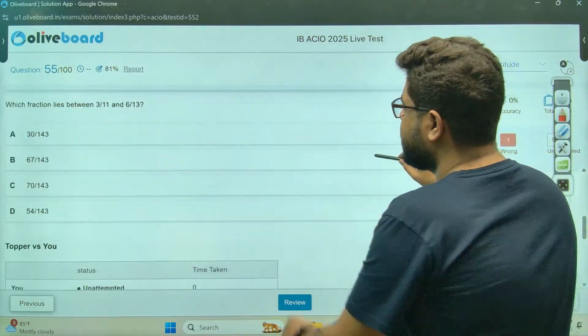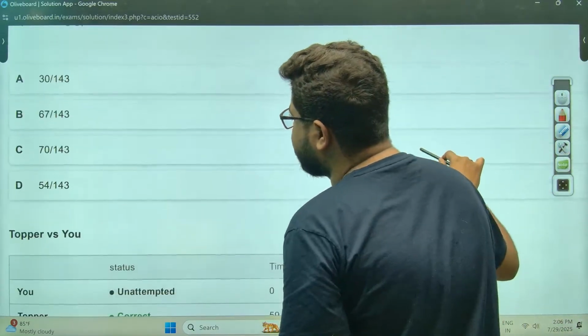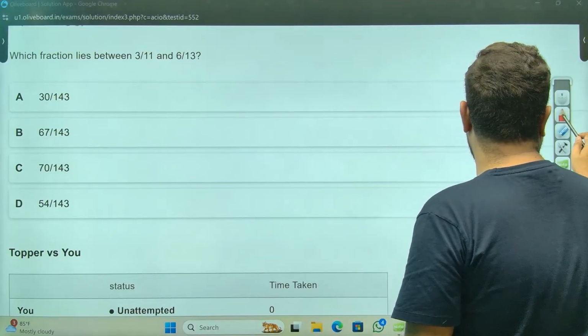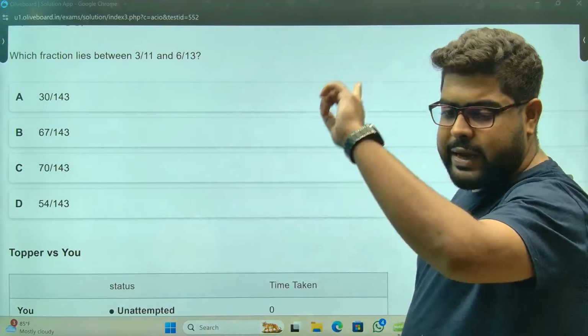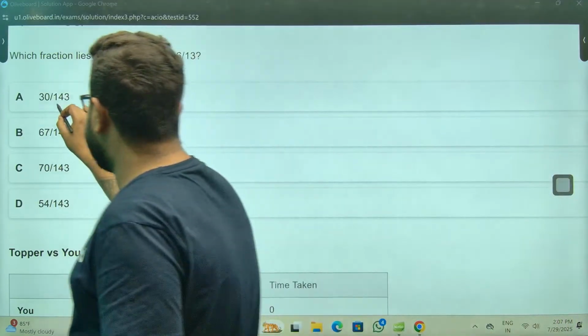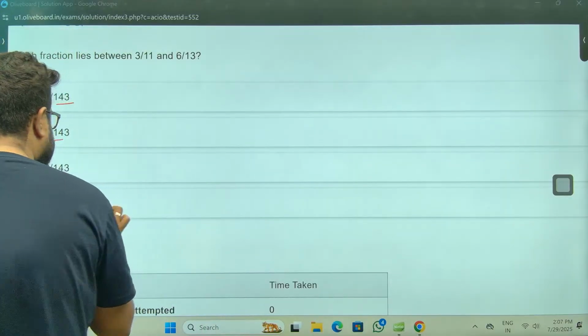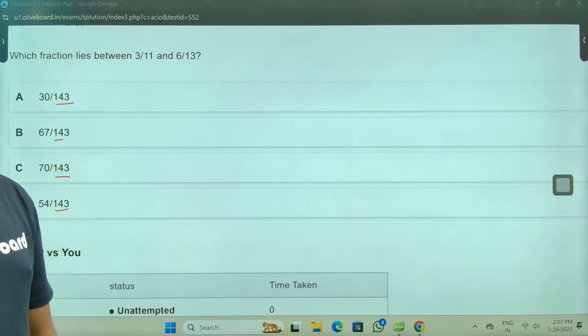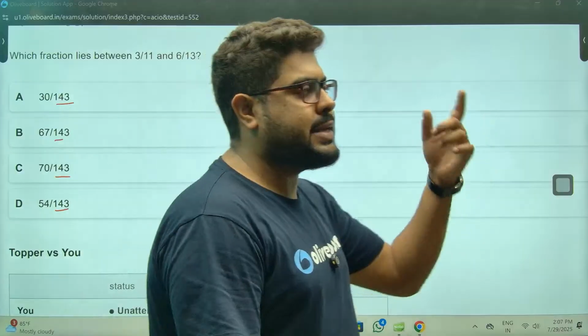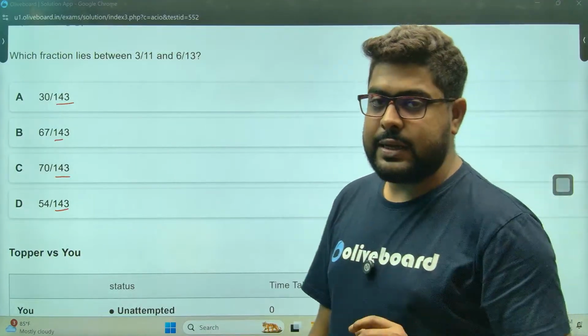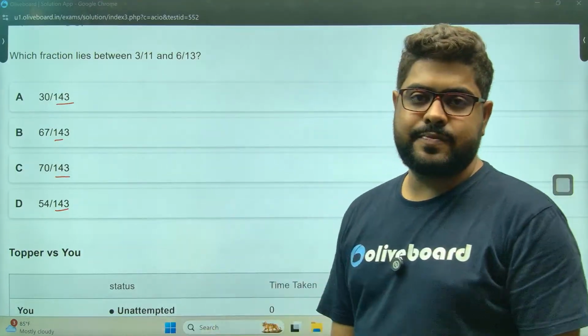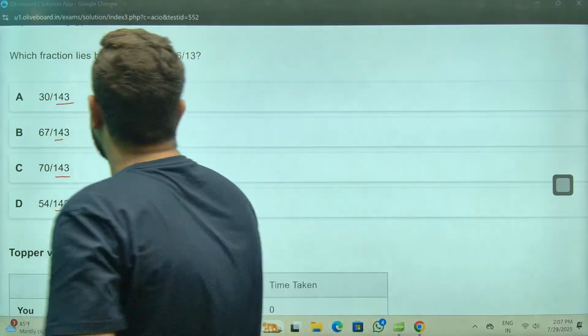Come on, come on. Which fraction lies between 3 by 11 and this? Sir, do one thing whenever you see this. Look in the options: 143 is in the denominator for every question. Every option has a denominator of 143, which is 11 into 13, sir. Right? Sir, break it down.